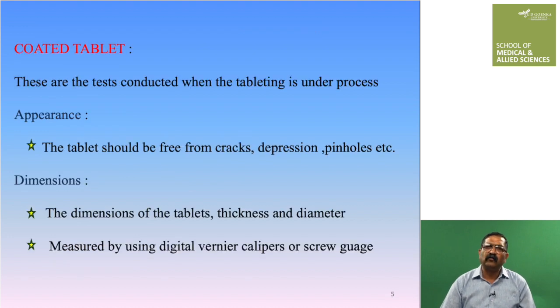Let us talk more about tests for the coated tablets. These are the tests conducted when the tablet is under process. In the appearance test, the tablet should be free from cracks, depressions, pinholes, etc. In the dimension test, the dimensions of the tablet are its thickness and its diameter. They are measured by using digital vernier calipers or screw gauges.